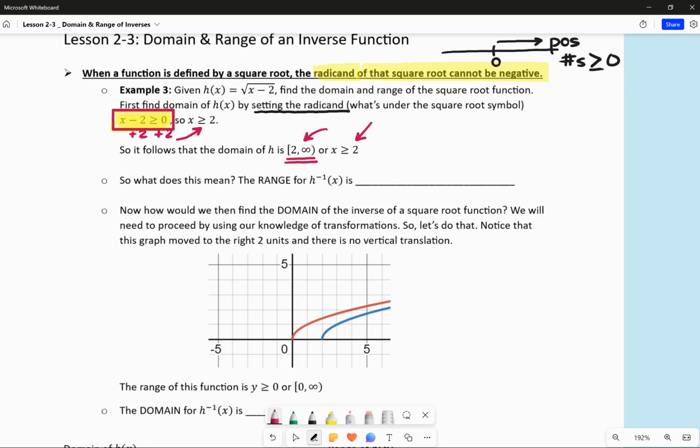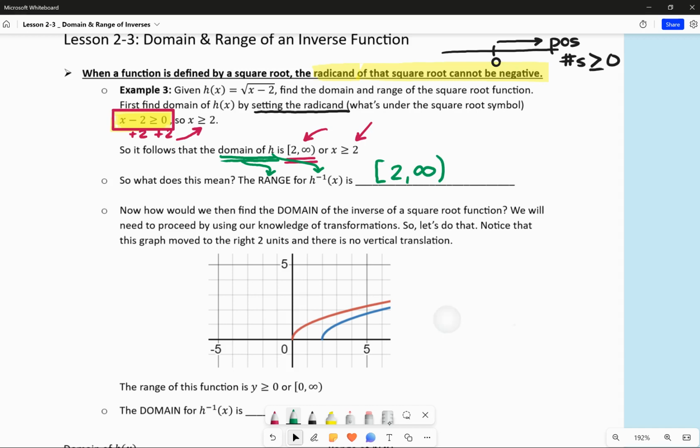So what does that mean? If I know what the domain of H is, so look at the domain of H, that means if I flip domain to range and I flip H to H inverse, this one too has to be 2 to infinity, okay? Because of the definition of inverses.